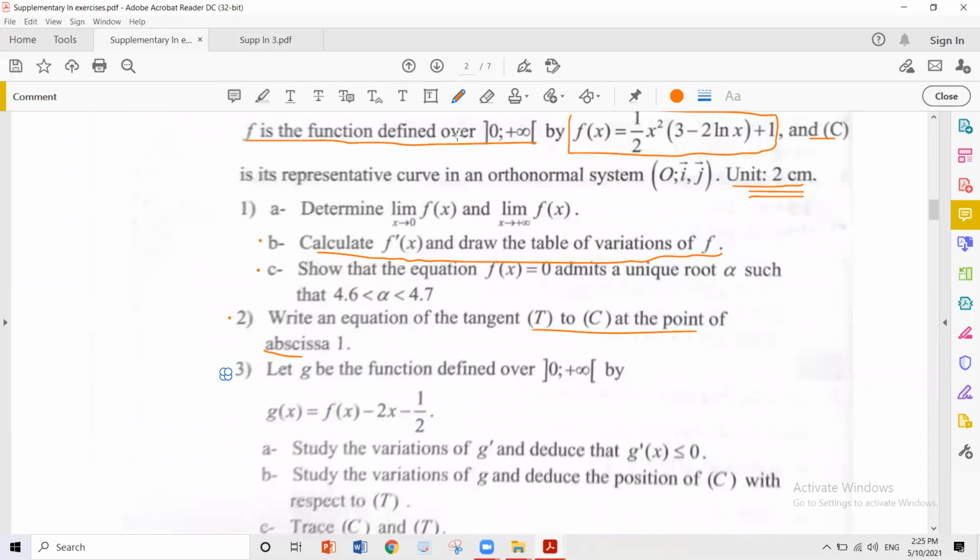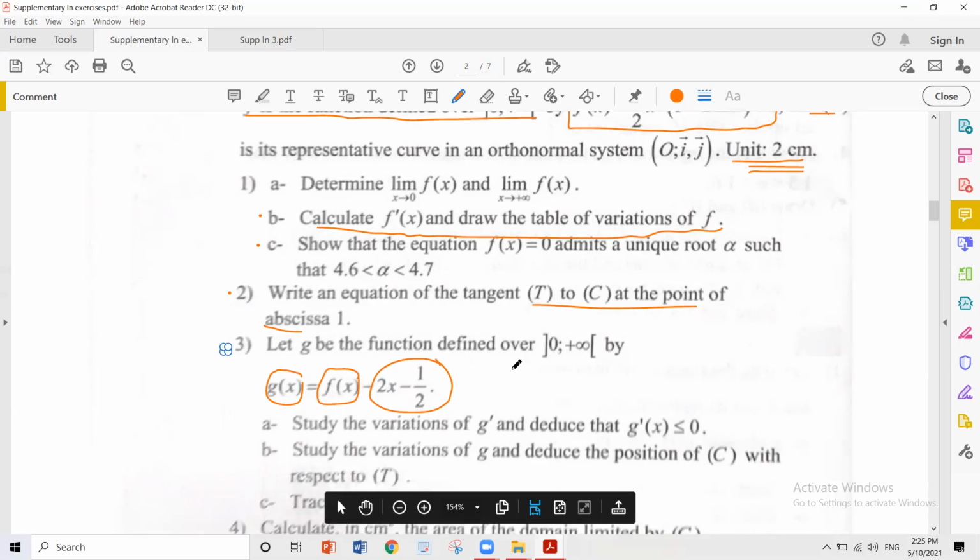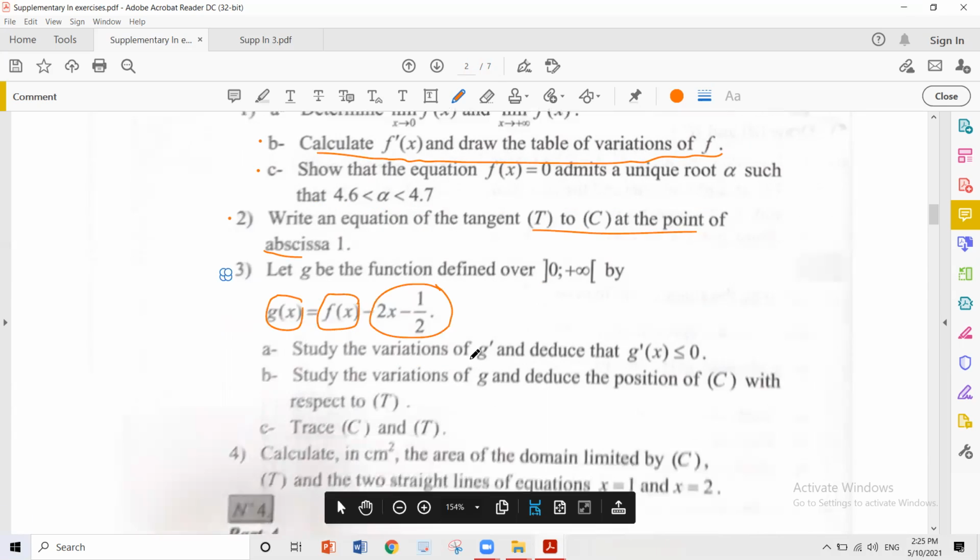Part 3. Let g be the function defined over 0 to plus infinity. g x هي f x minus 2x minus half. This is the equation of the tangent. نطلع بهذا البارت. Study the variations of g prime.